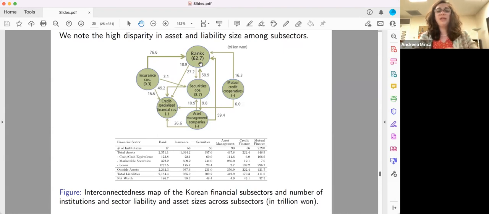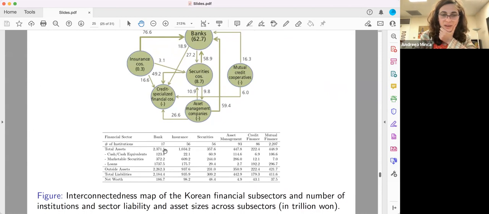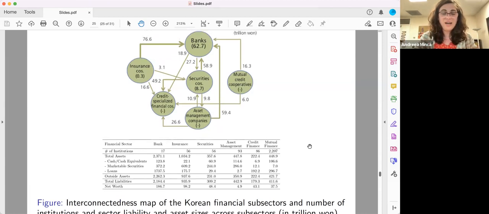So this would be somewhat, if you want. Oh, okay, so I didn't look very well. So you have here the number of institutions as well. You have 17 banks, 56 insurance companies, 56 securities, 93 asset management, credit finance 86, and mutual finance, over 2000. And so for each one of them, in fact, you now.